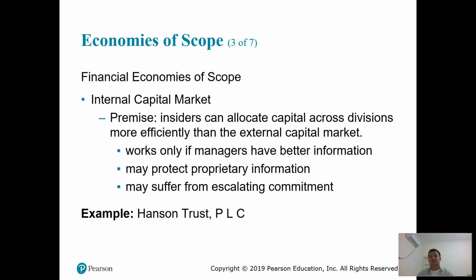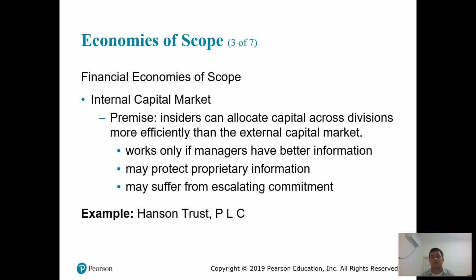So, financial economies of scope: the internal capital market. The premise is that insiders can allocate capital across divisions more efficiently than the external capital market. It works only if managers have better information; they may protect proprietary information, and may suffer from escalating commitment.